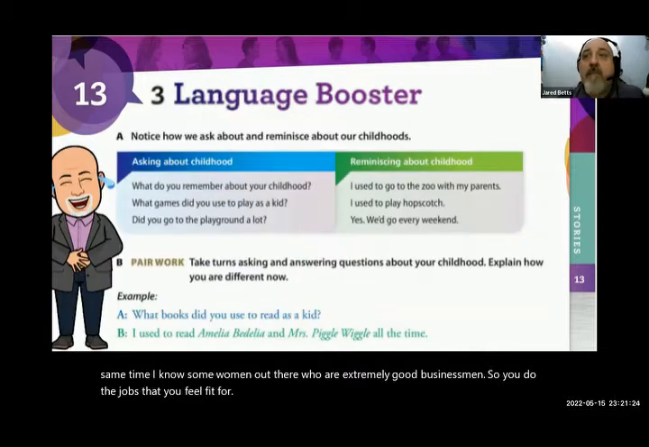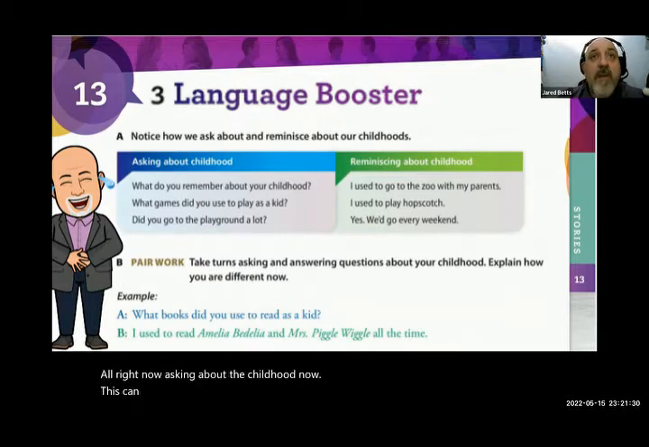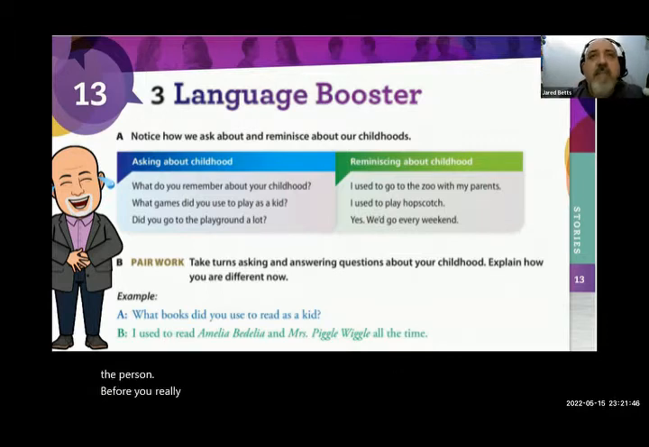All right. Now, asking about the childhood. This can be a very good, but a very sensitive topic to discuss. So be very careful when you're asking people about their childhood or about their past. It's a good idea to be friends with the person before you really start asking them some of these detailed questions, because some people get very sensitive with it.